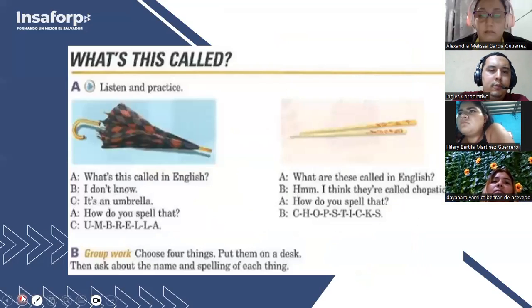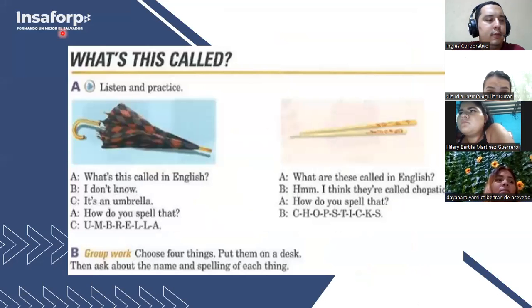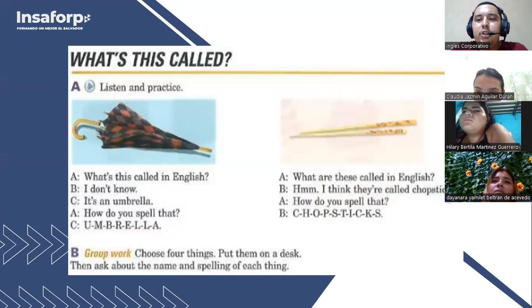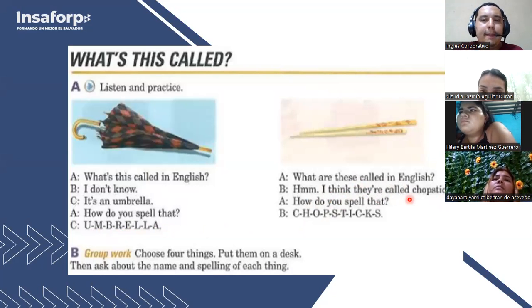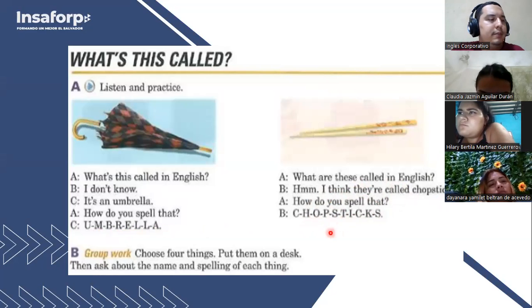Okay, let's move on. Just now to finish. Okay, well, what is this called in English? I don't know. It is an umbrella. How do you spell that? U-M-B-R-E-L-L-A. What are these called in English? I think they are called chopsticks. Chopsticks. O los famosos palillos chinos. How do you spell that? C-H-O-P-S-T-I-C-K-S. Chopsticks.